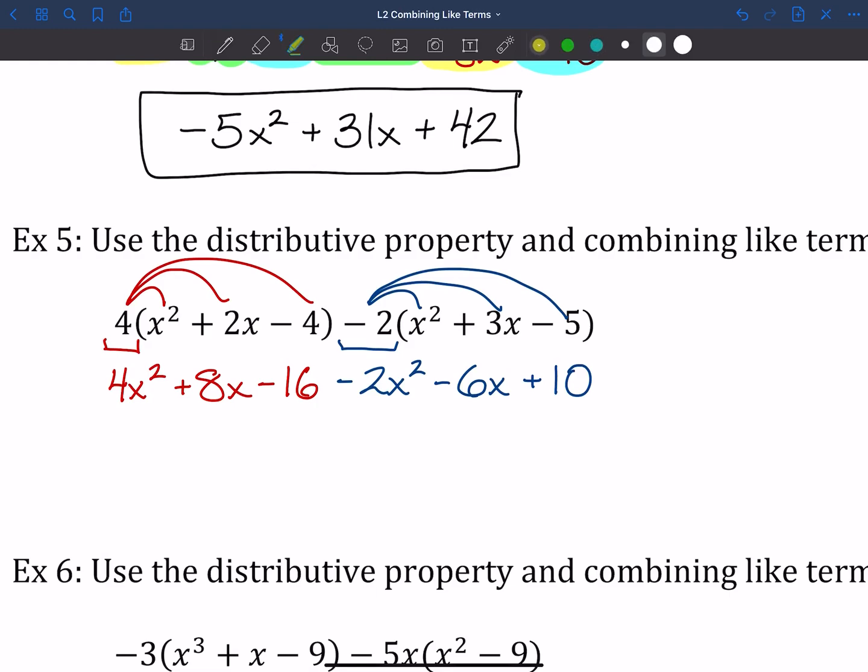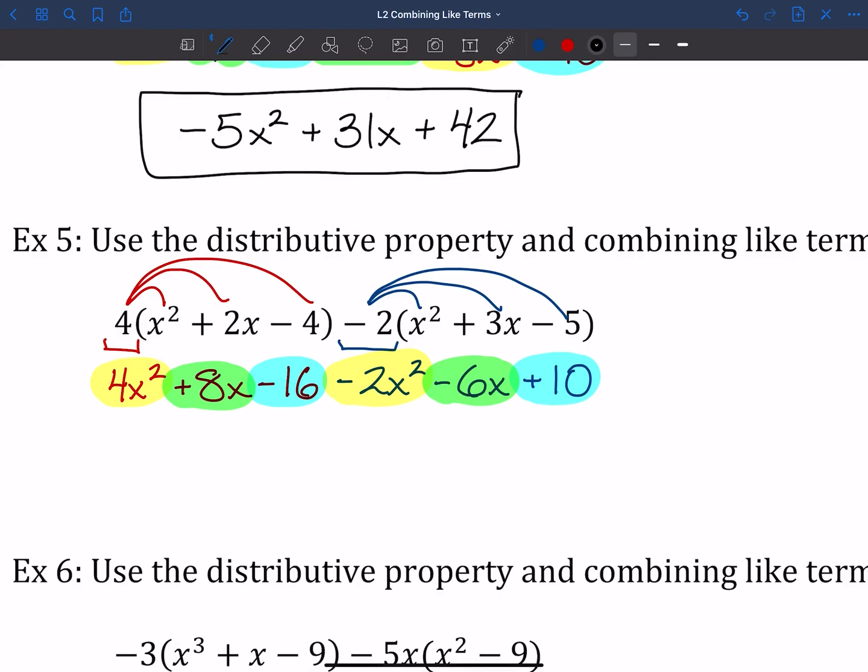Right, but then after that, it's just combining like terms, easy peasy. I got some x squareds that match up. We've got some regular old x's that match up. And then we've got some regular old numbers, right? Sometimes I have people that forget that numbers are like terms, right? Like 16 and 10. You can still add those, right? We've been doing that for years, right? So don't forget that numbers count as well. You can add and subtract numbers.